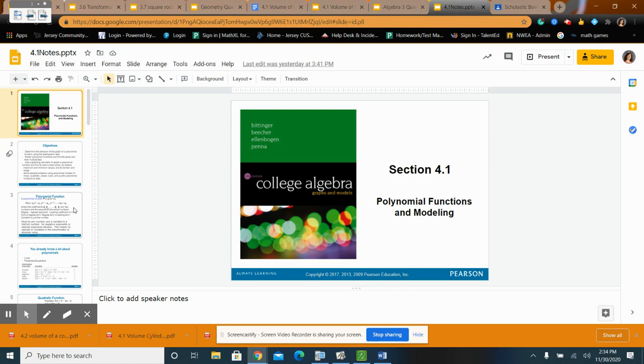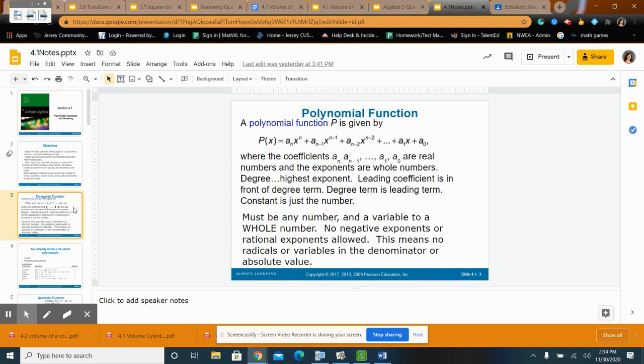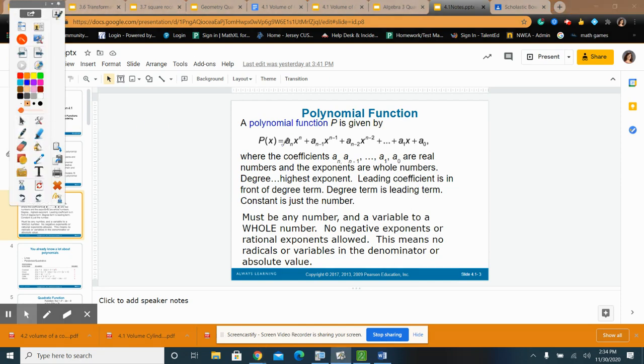First thing you need to know is, what does a polynomial function even look like? And this definition is really, really loaded. It has all these little subscripts, and what these are here, the a sub n, a sub n minus 1, those are just numbers. So it's going to look like this.